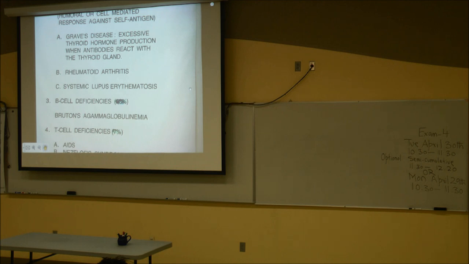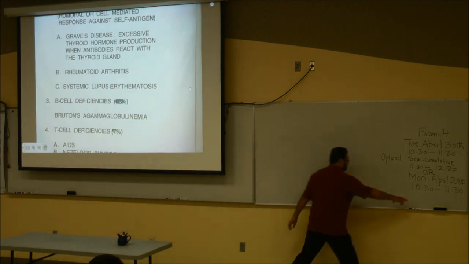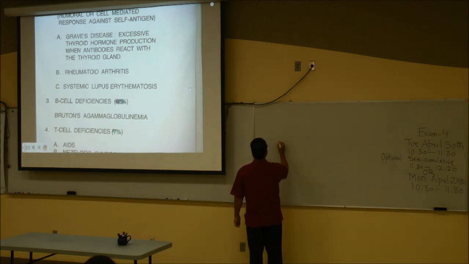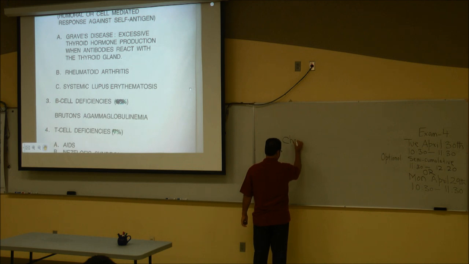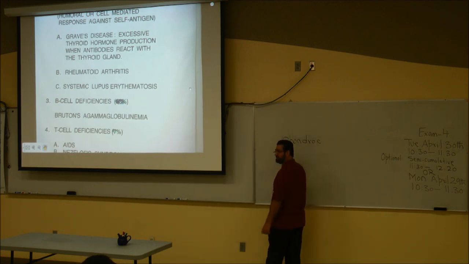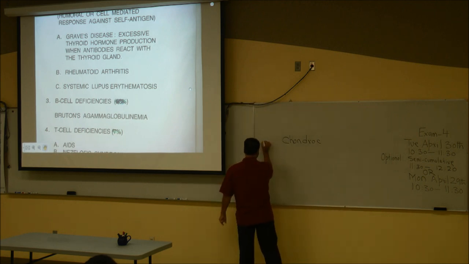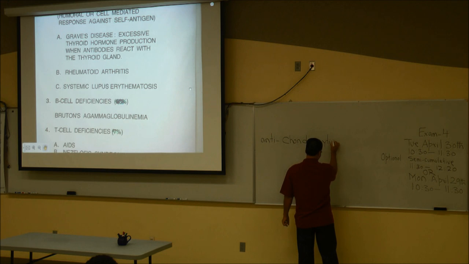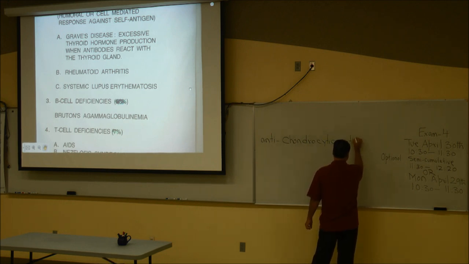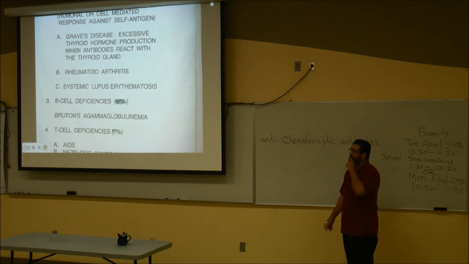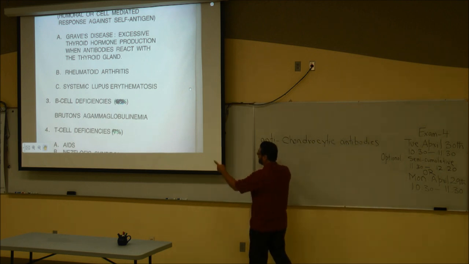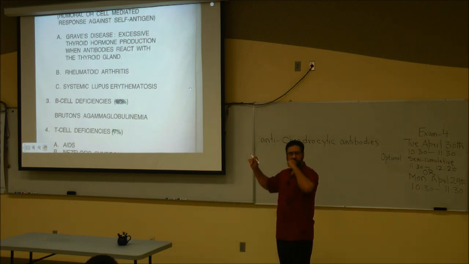Rheumatoid arthritis. Okay. What type of antibodies are made? Remember, it's autoimmune. So what type of antibodies are made here? What type of cells nourish your cartilage? Chondrocytes, right? Are the cells that nourish your cartilage. So anti-chondrocytic antibodies. Cartilage is destroyed. The antibodies attack the joints and also the heart. Exactly.